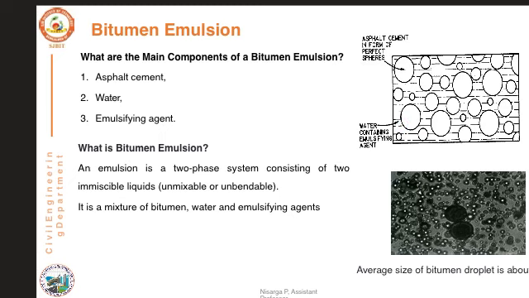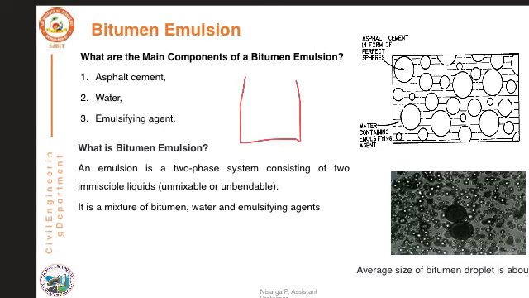Now you can see here, when you mix bitumen with water, you know that the specific gravity of bitumen is almost equivalent to the water. So when you mix bitumen with water, these two liquids don't mix together. Because of that, it will form a two-phase system. The first system will be the water containing the emulsifying agent, and the other system will be the asphalt cement or the bitumen binder in the form of perfect spheres.